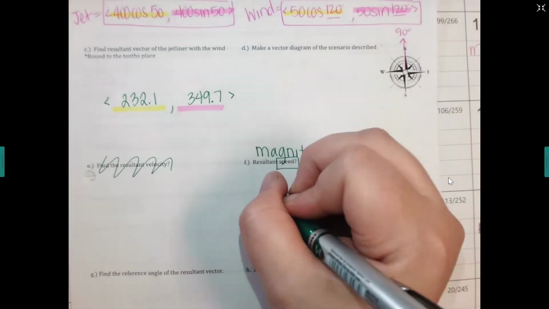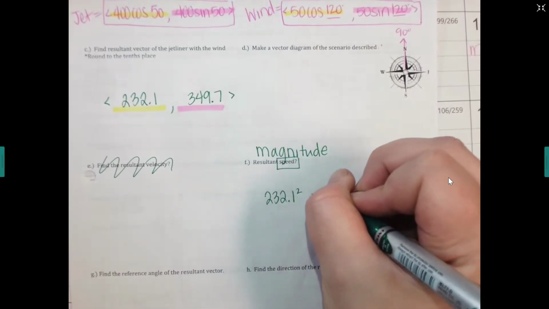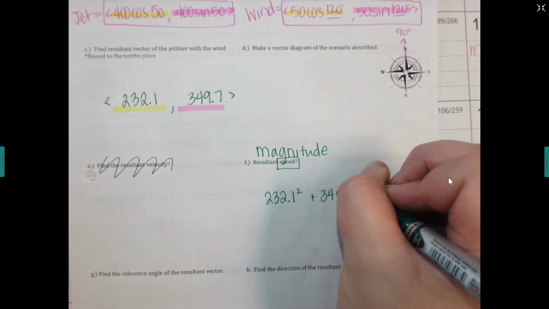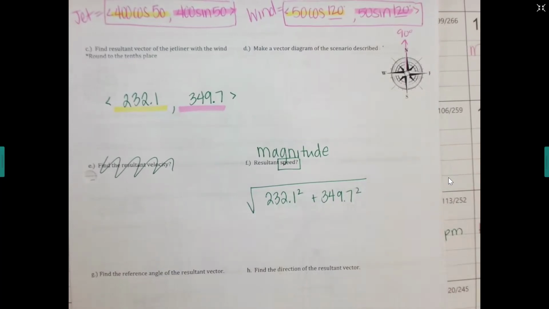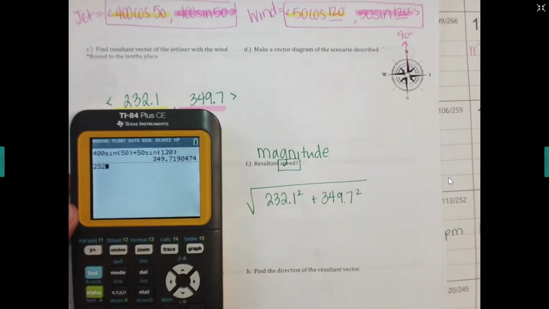And remember, we already know how to do that. 232.1 squared plus 349.7 squared, then take the square root.